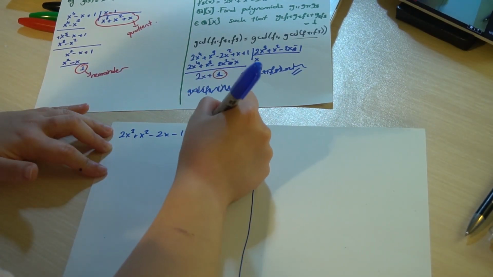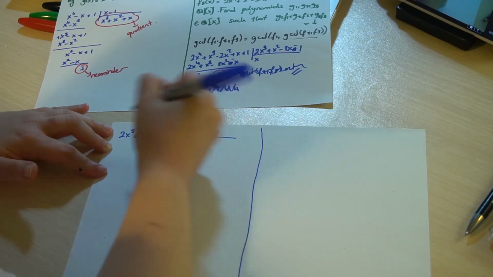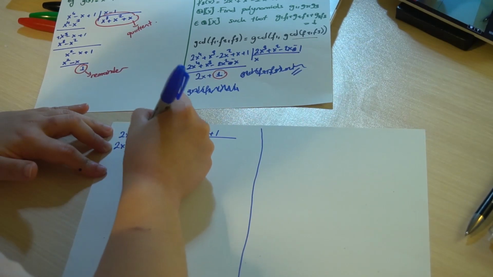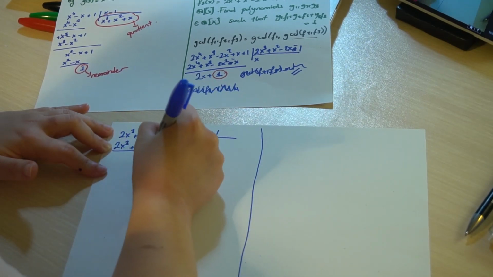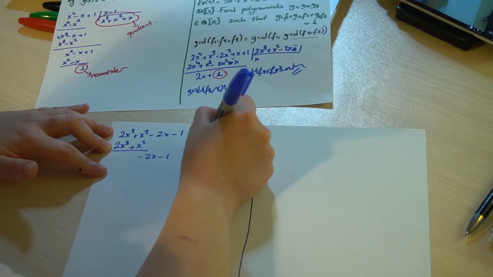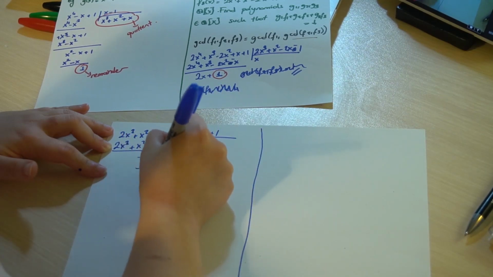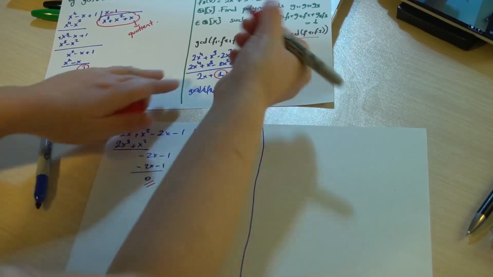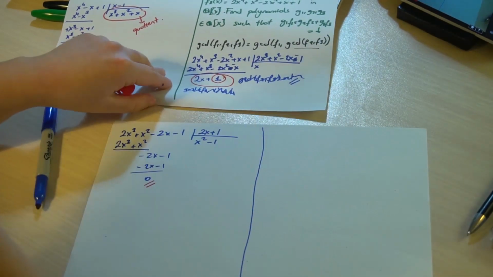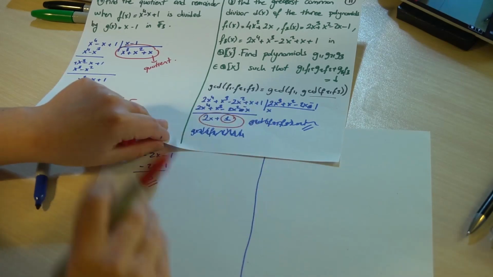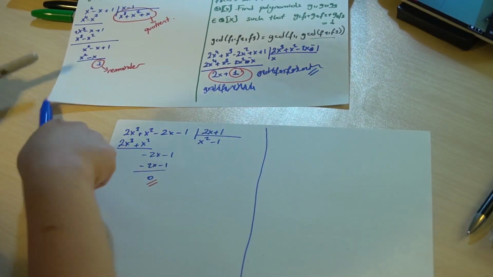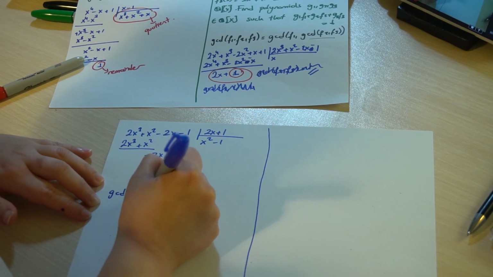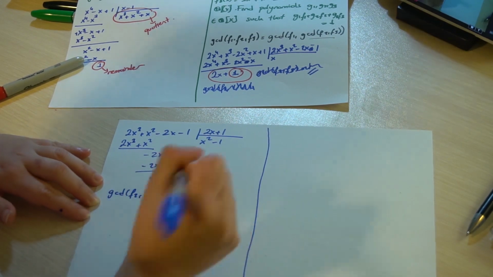Now we have x squared, 2x cubed plus x squared. So we have minus 2x minus 1, minus 2x minus 1, 0. So since this is 0, 2x plus 1 is the greatest common divisor. So the greatest common divisor of f2, f3 is equal to 2x plus 1.